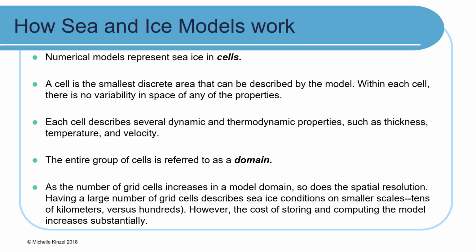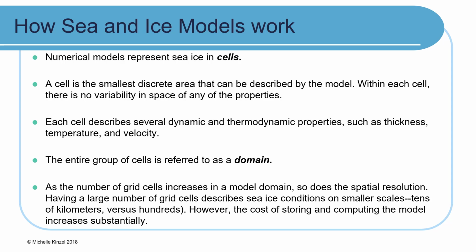So how they work is that there are numerical models that represent how much sea ice is in cells. A cell is the smallest discrete area that can be described by the model. Within each cell, there's no variability in space of any of the properties. Each cell describes several dynamic and thermodynamic properties, such as thickness, temperature, and velocity.